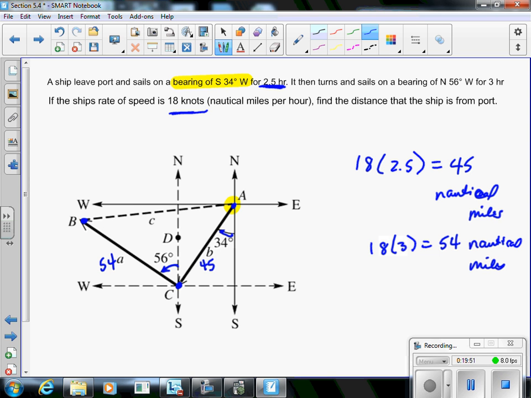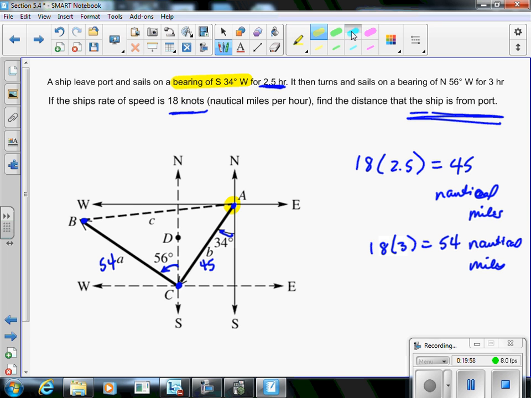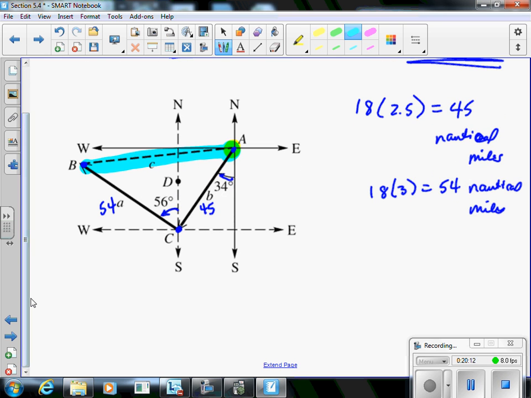I want to know the distance the ship is from the port. Well, this is where the ship started. It traveled, and it's right now at B. So I want to know this distance C. The fastest way then to solve this is simply by using the Pythagorean theorem. And the reason I know I can use the Pythagorean theorem is because this is a right triangle. Angle C is a right angle.